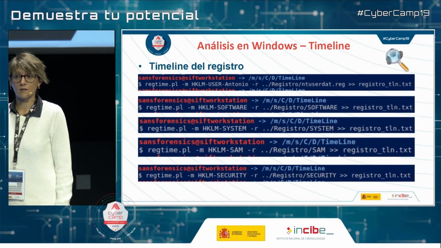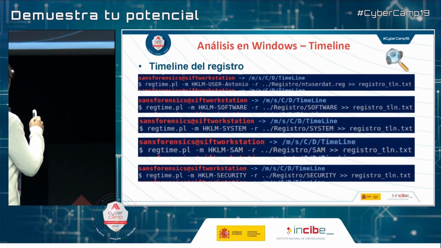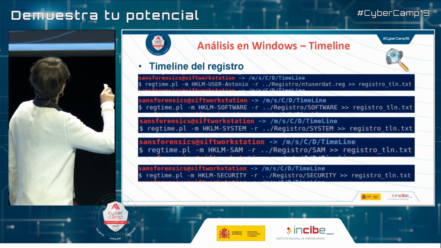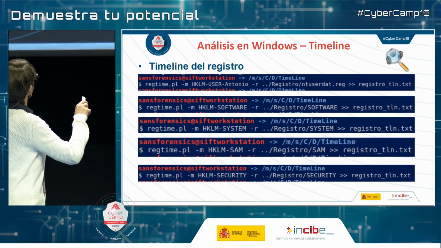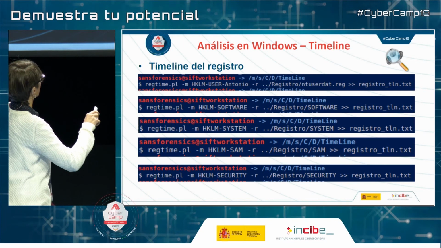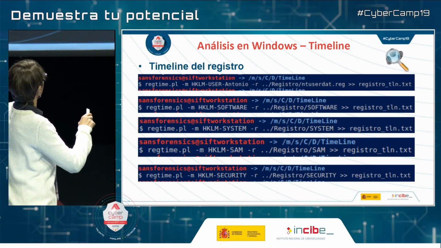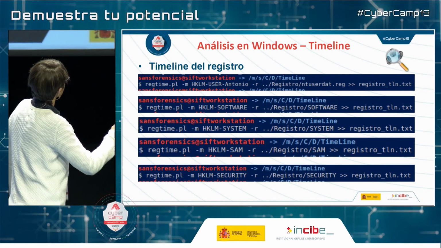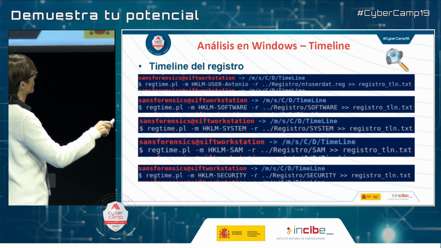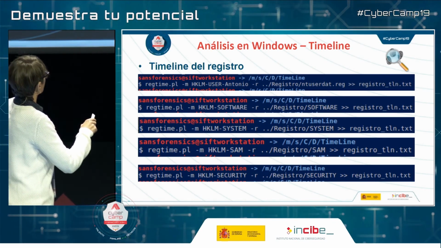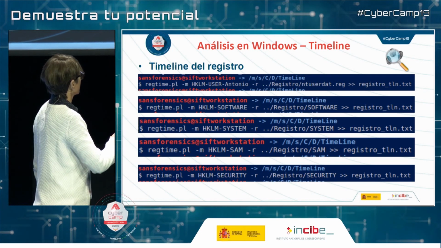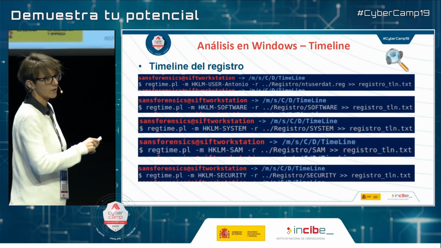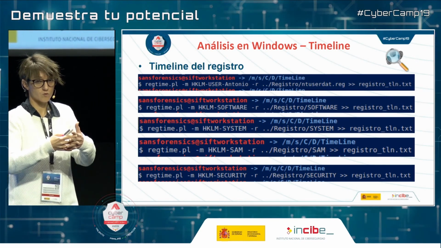And finally, we do our Windows registry. We're going to parse it as well. In this case, we're going to use regtime from RegRipper. We indicate here the hive, and here an identification name. So this hive belongs to Antonio. In it we have the registry, and then we save it in TLN format, and the same for all the other hives: software, system, SAM, security. And that's how we would have our Windows registry in TLN format.